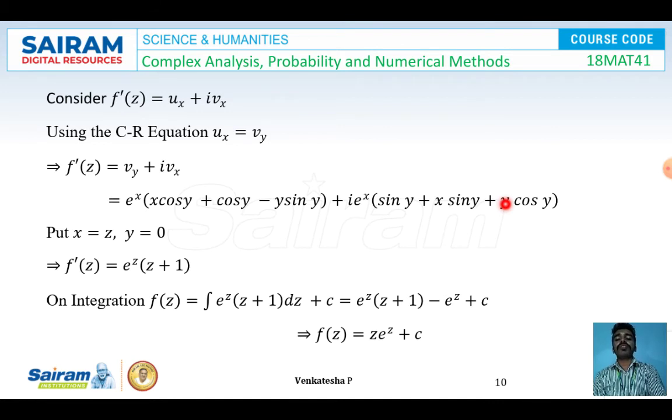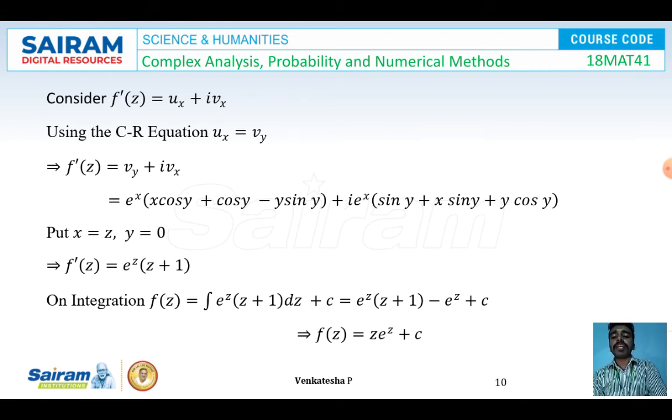So on simplifying this, we get f'(z) = e^z (z + 1). Now on integrating this equation, we get f(z) = ∫ e^z (z + 1) dz + constant c, which becomes e^z (z + 1) − e^z. This has been done using Bernoulli's rule, treating u as z + 1 and v as the exponential function.